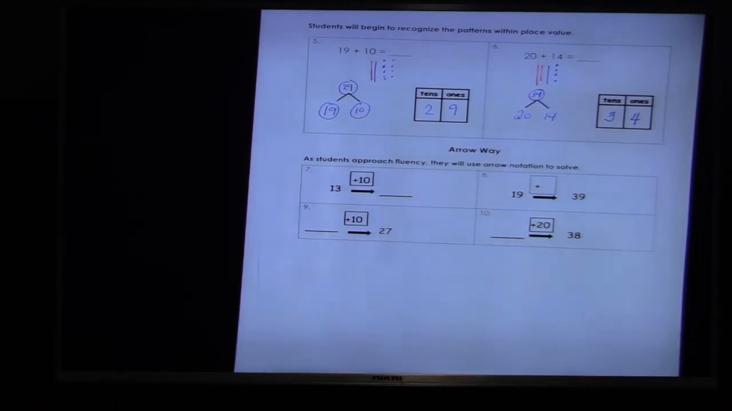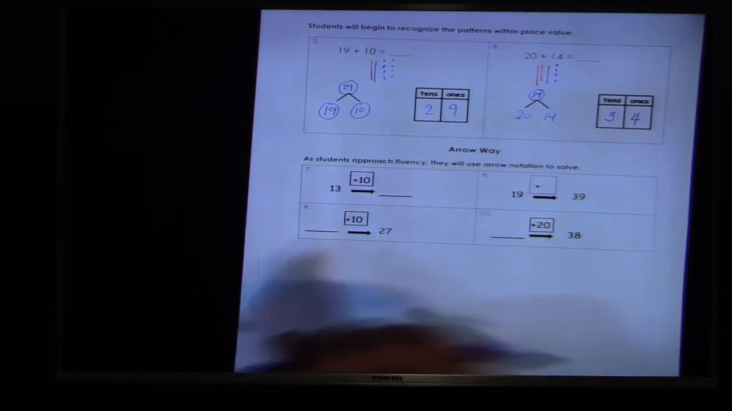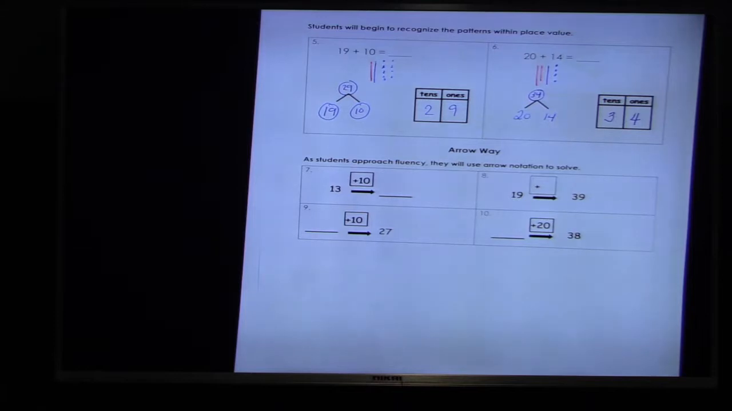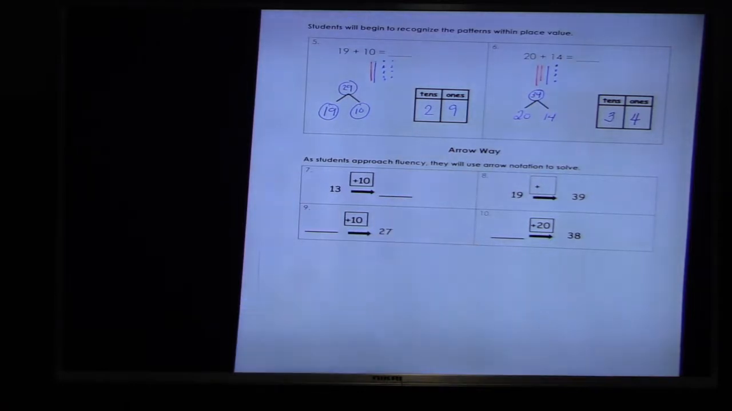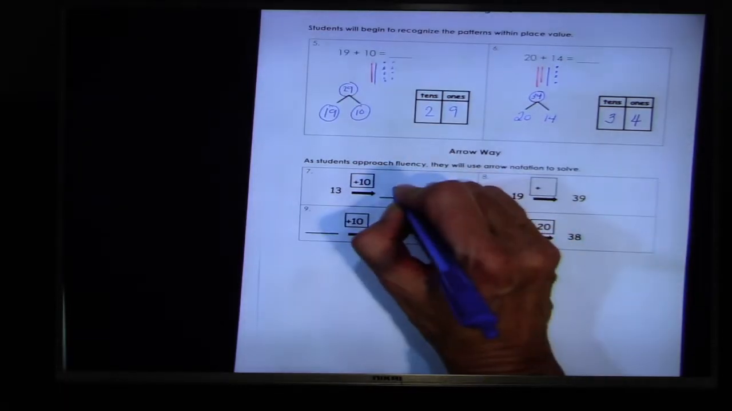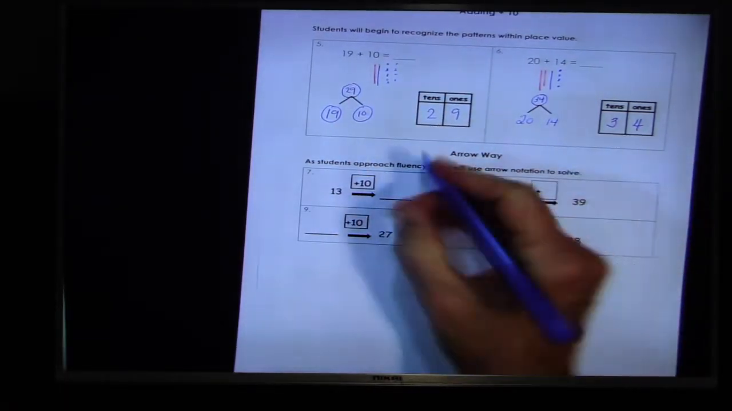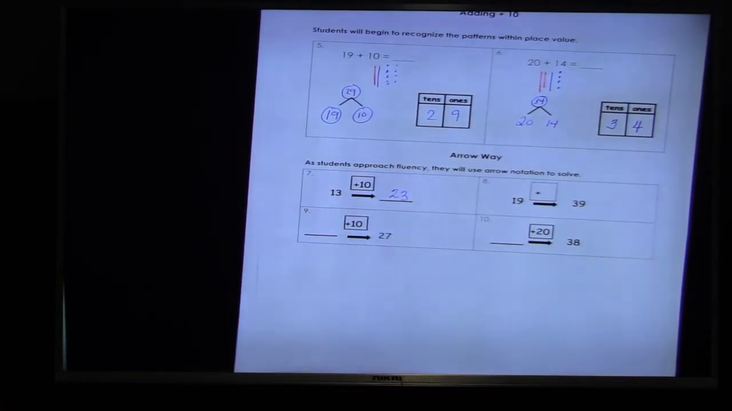Which leads to our next way of writing it, where this is a bit of an approach for mental math. Can they just add it in their head? And this is a way of being able to show it. This is what I'm doing in my head. This is how I can write it down. So if I have 13, I can add 10, and I get 23. If I had 19, and I jumped to 39, what happened?